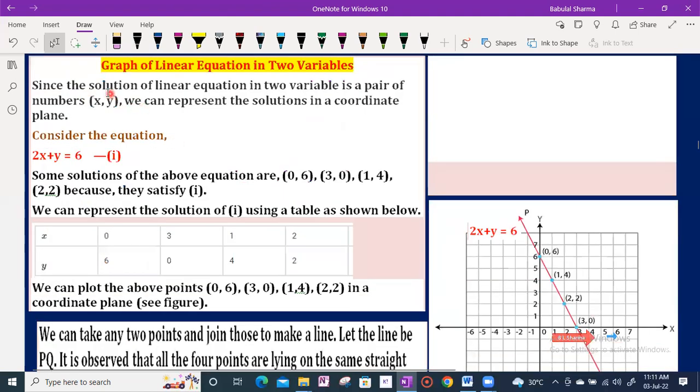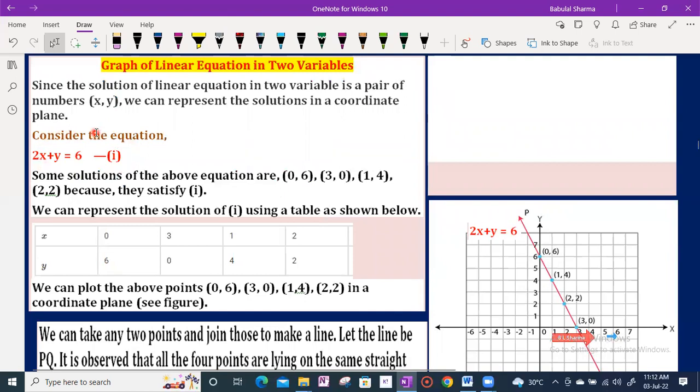Then, since the solution of a linear equation in two variable is a pair of numbers, one is x and other is y, we can represent the solution in a coordinate plane. इसको हम coordinate plane में means the first component है x coordinate and second is y coordinate. इस तरह से हम इसको ग्राफ पेपर पे प्लॉट कर सकते हैं इनके solutions को. देखिए कैसे. Consider the equation 2x plus y is equal to 6. It is a linear equation in two variable, and we know a linear equation in two variable has infinitely many solutions.